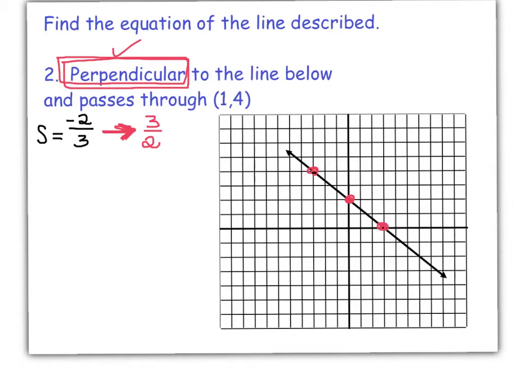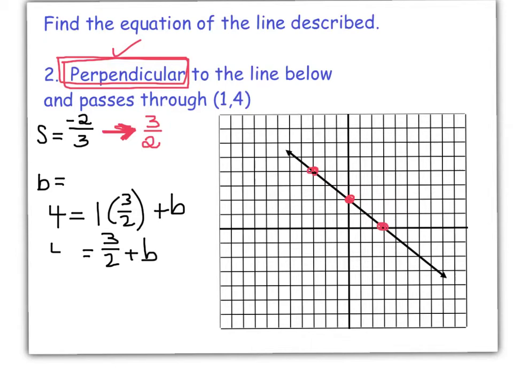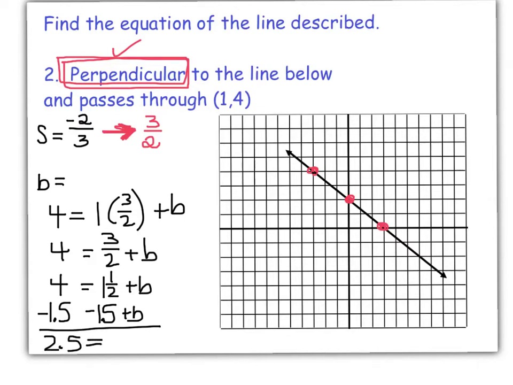And now all we do is the same process as we've been doing all week. We have the slope, so now we're going to find the b. So I'm going to plug in 4, 1 times 3/2 plus b. That gives me 3/2 plus b equals 4. I know that this is 1 1/2. So I'm going to be adding a negative 1 1/2 to both sides. Gives you 2.5 is equal to b.